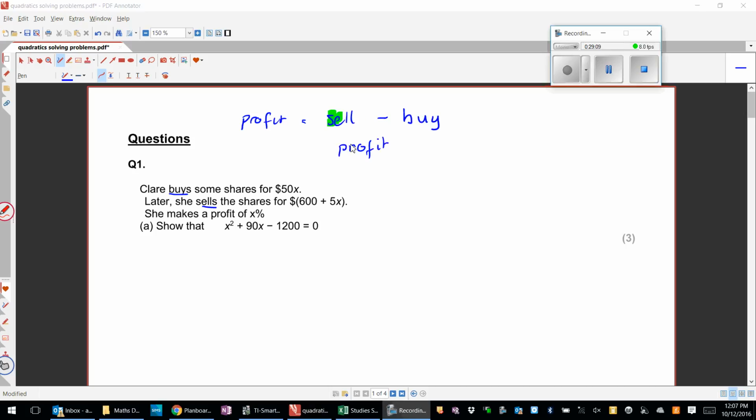Profit divided by what she spent. Okay, so the bigger one. Expenditure. So what she bought it for, expenditure. Is that divided by that multiplied by 100? Okay, so that would be the percentage. Right, so her profit divided by what she spent.